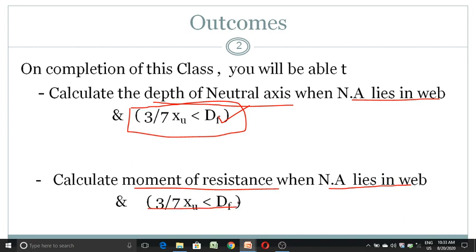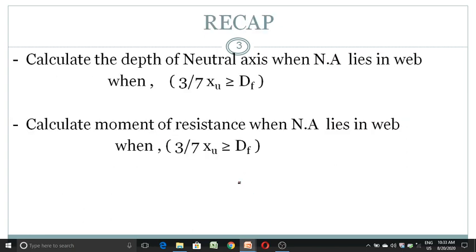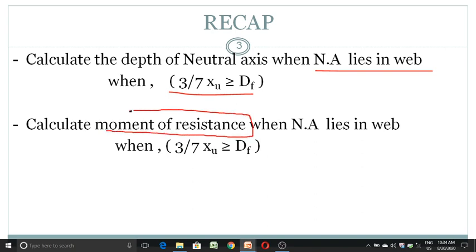Clear? So let us recall what we discussed in the previous class, the analysis of T-beams part 2. We discussed calculating the depth of the neutral axis when it lies in the web. The condition is when 3/7 of XU is greater than or equal to DF. And for the same case, we calculated the moment of resistance.